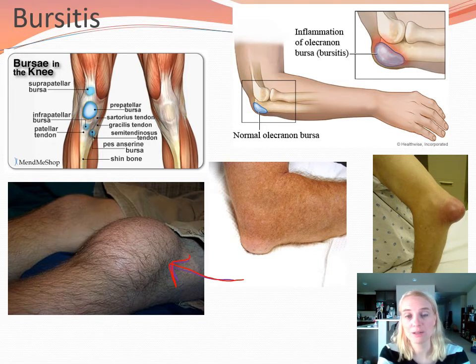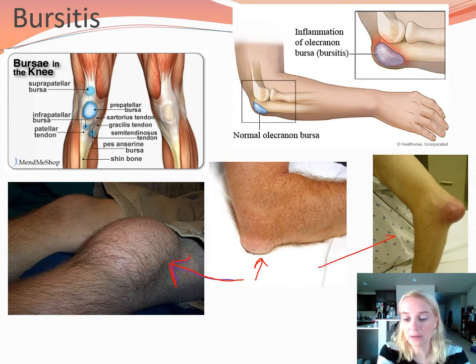We learned inflammation at the end of chapter 4. Blood vessels get leaky, things get swollen, you get a lot of fluid leaking out of your blood vessels, and so there you have bursitis. So here's one of the elbow, the olecranon bursa.